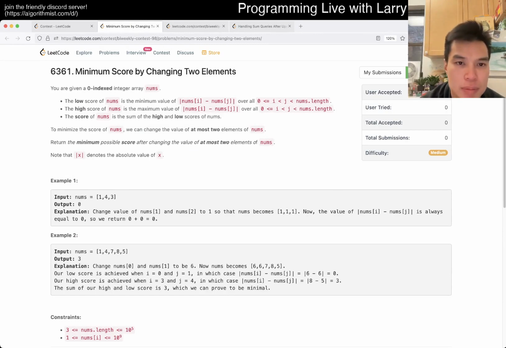Okay. Let's see, minimum score by changing 2 elements. Low score is the minimum of the differences. The score is the sum of the high and the low. The minimum possible score of the deltas. Okay. So max is 3, and then this is 2, and the original one is 5, right?